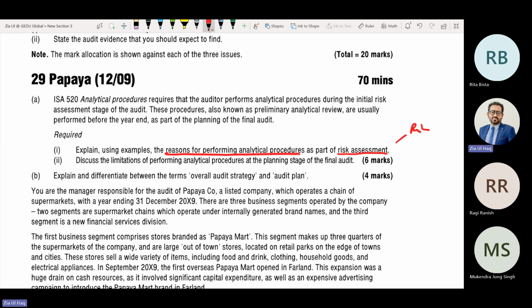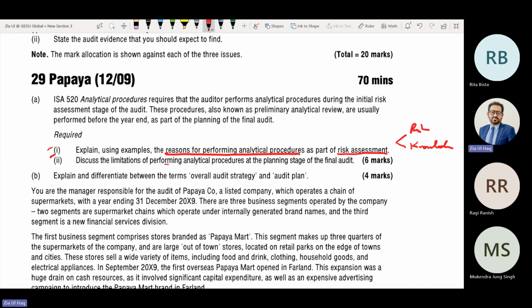But suppose assets have decreased as compared to previous year, this means company has disposed some of the assets. And why does a company dispose assets? To resolve any cash flow issue. This means company might be facing cash flow issues. That's why for survival, company is disposing its assets. So we can get knowledge about client business and operations while performing analytical procedures. So for knowledge purpose, we perform this. And there are 6 marks for 1 and 2 both. So two reasons we can discuss.